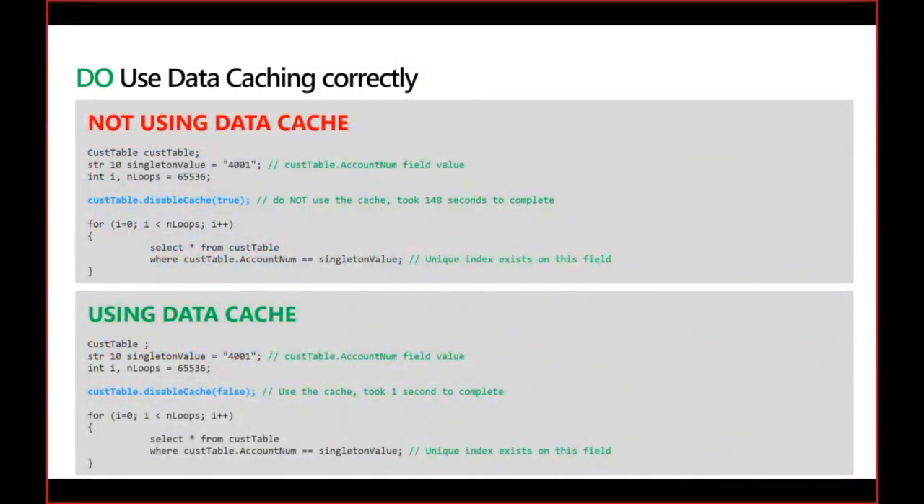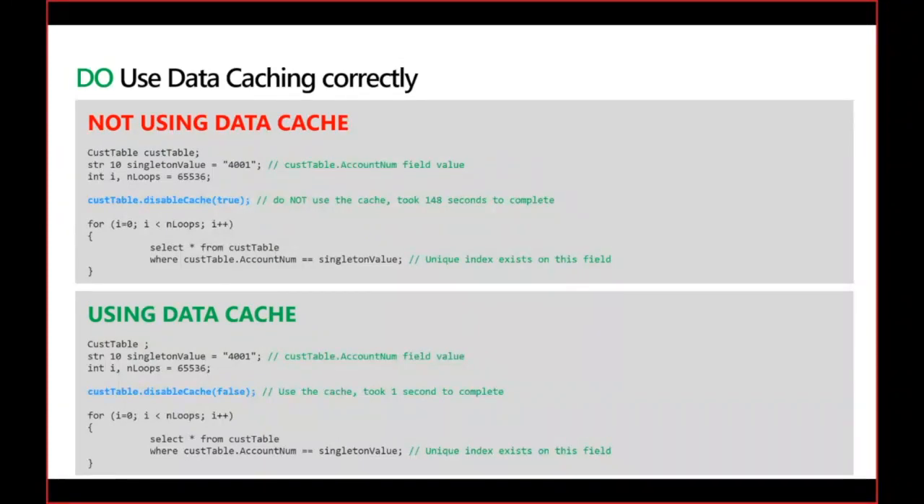There is an example, which is just a generic example. It's not code which is ready to go in a production system, just to visualize it. At the top, we are not using caching. So the cust table, even though it had the properties all set, in the X++ code we set disable cache to true, so as to not use the cache, and then we are just looping through row by row, more than 65,000 times, and we select something from the cust table.